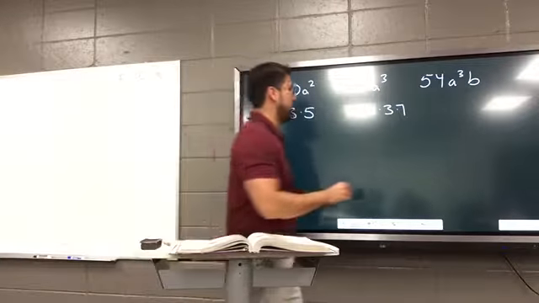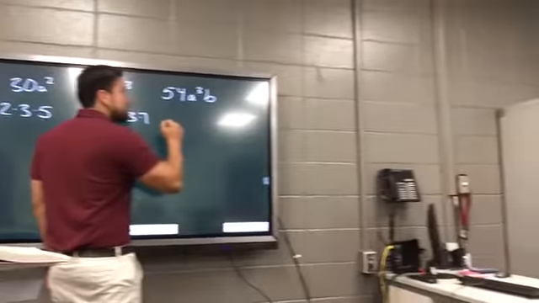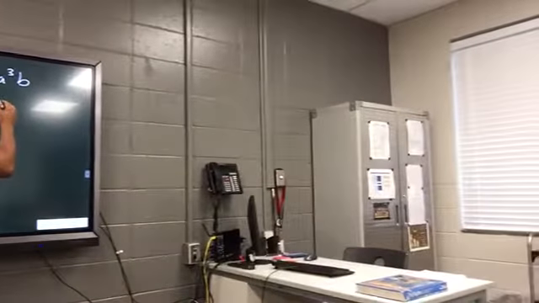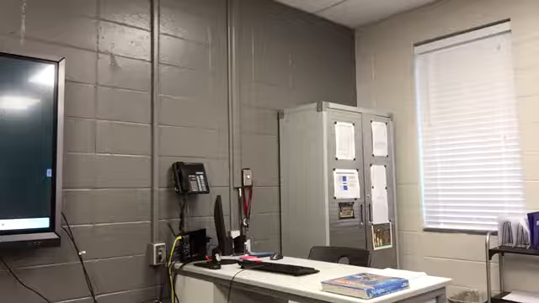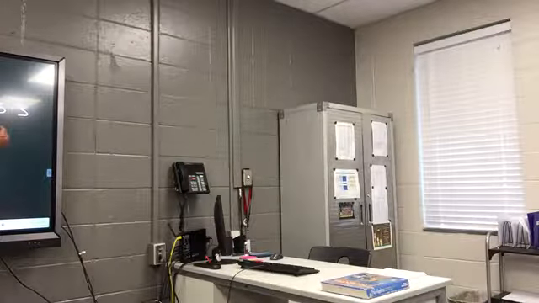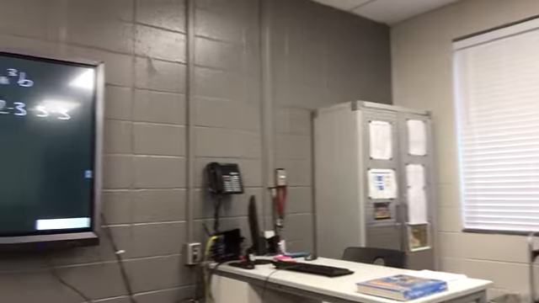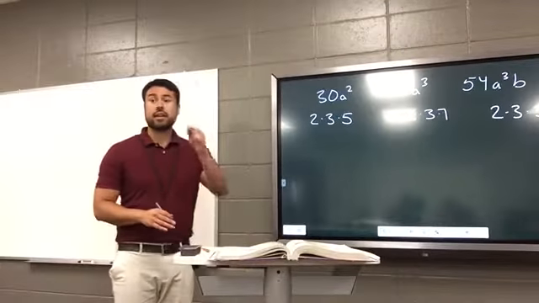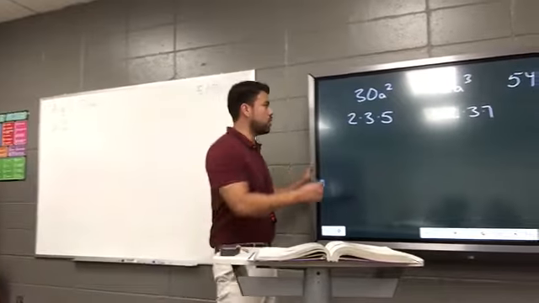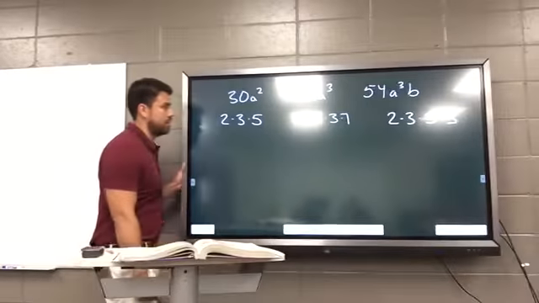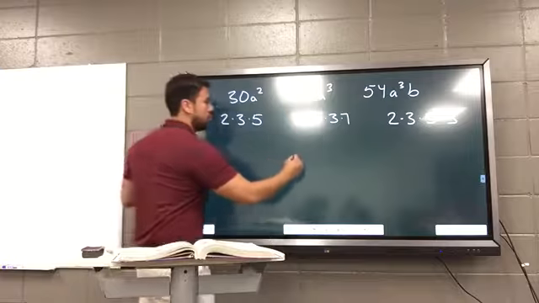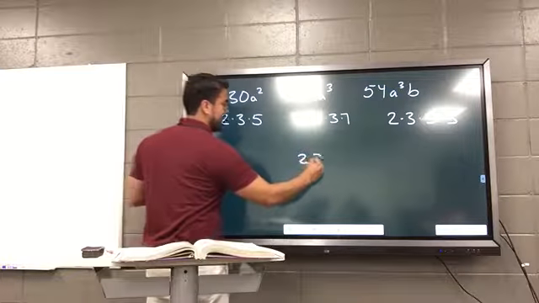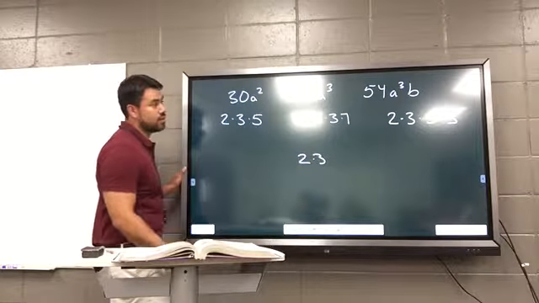Lily Mooney? Say that one more time. 2 times 3 times 3 times 3. So 27 times 2. Okay, good. So to find the GCF of these numbers, you find the common factors. So which ones are common to all of them? There's a 2, there's a 3, and is there anything else?